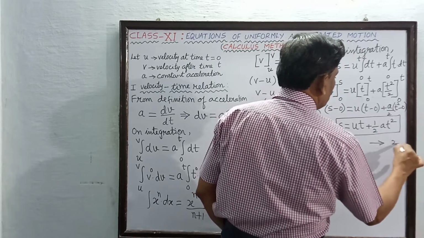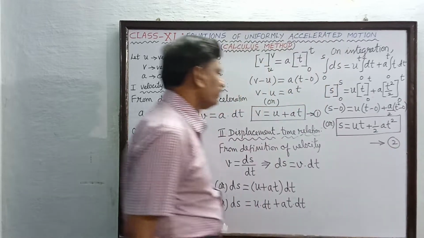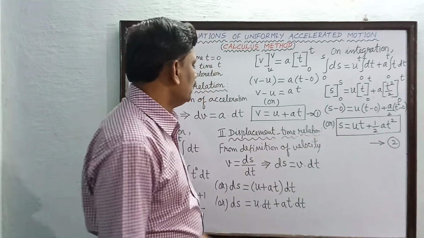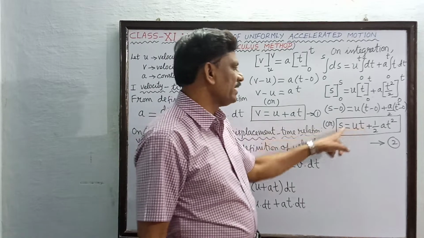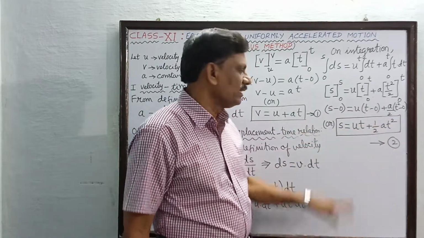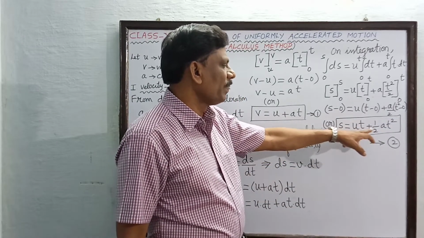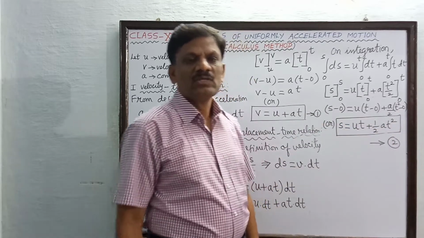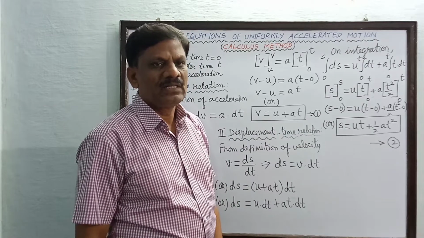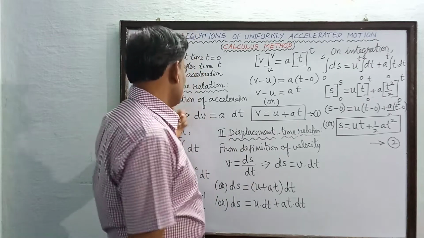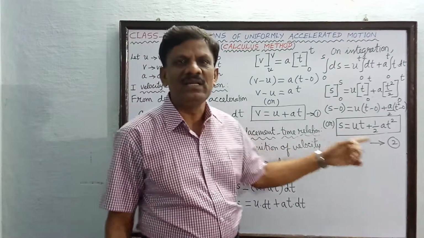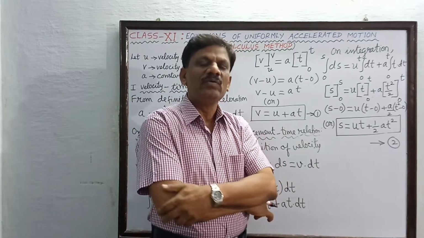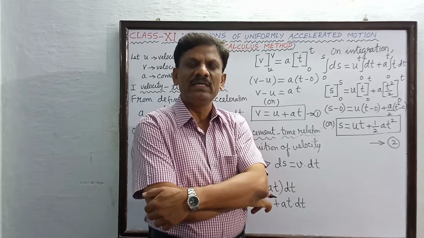So this is equation 2. Okay, so the second equation, namely the displacement versus time relation, is given by s equal to ut plus half a t square. So what is the third relation? The third relation is the velocity displacement relation. We are going to derive the third equation, namely v square equal to u square plus 2as.